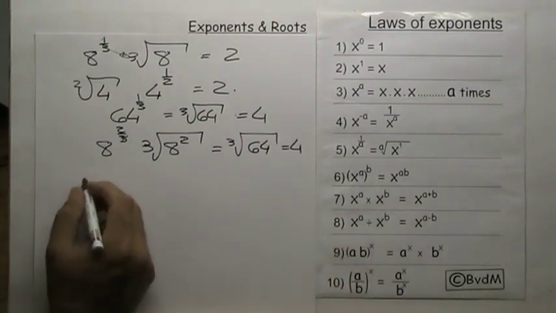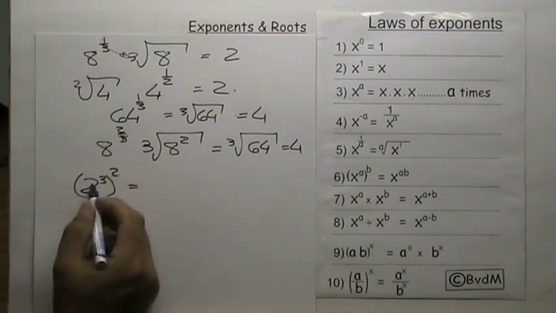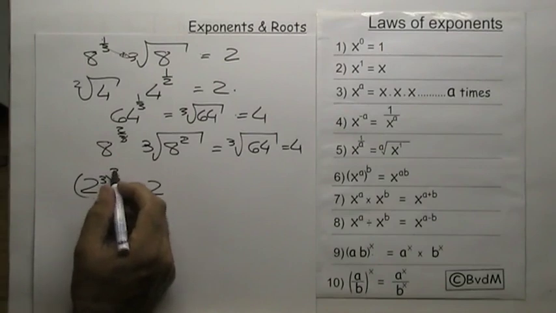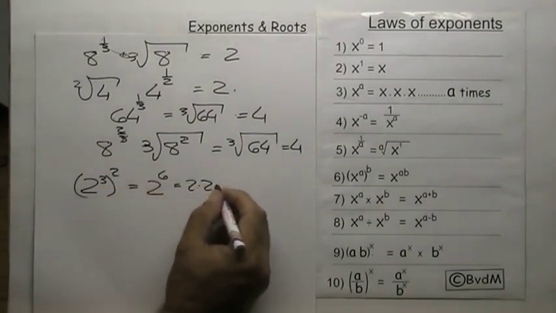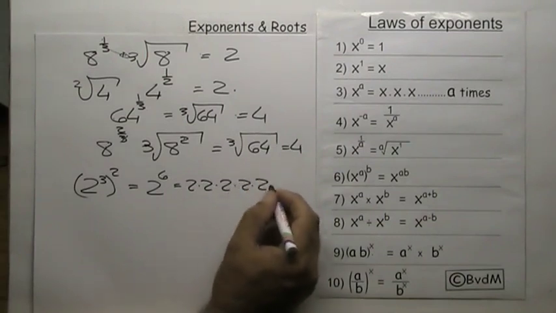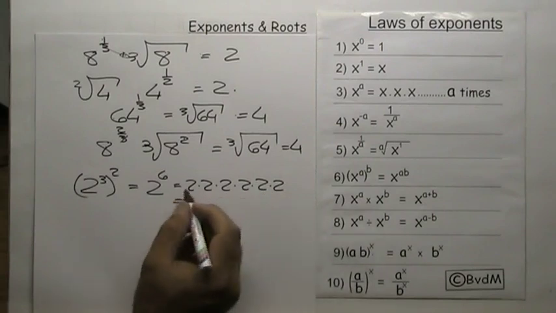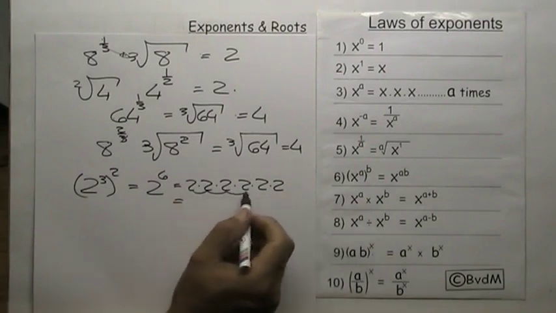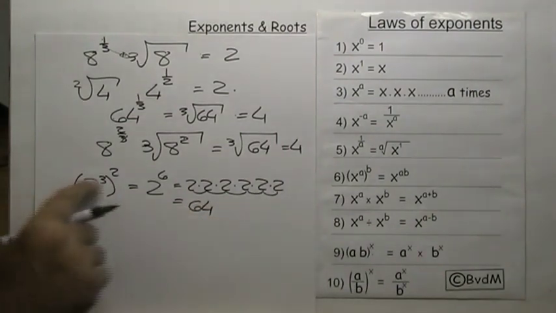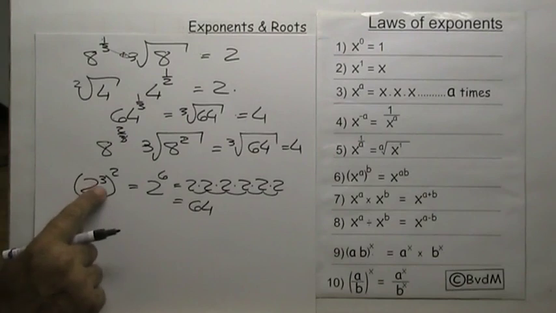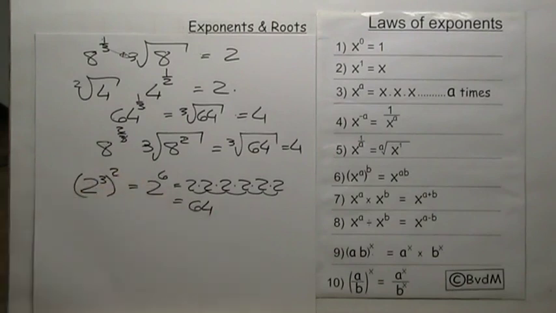Let's raise powers. 2 to the power 3 raised to the power 2 becomes 2 to the power 3 times 2, which is 6. And 2 to the power 6 is 2 times 2 times 2 times 2 times 2 times 2. 1, 2, 3, 4, 5, 6 times, and that is equal to 4, 8, 16, 32, 64. Now let's see what is 2 to the power 3. 2 to the power 3 is 8. And 8 squared is 64.